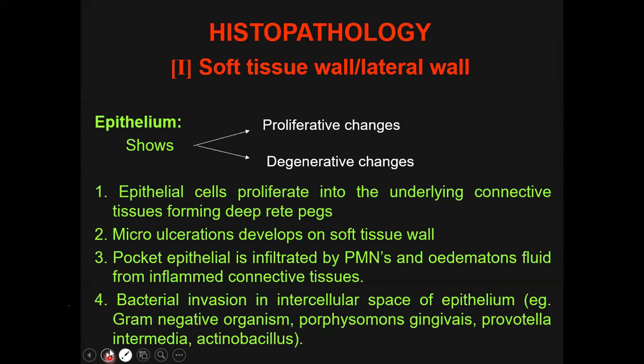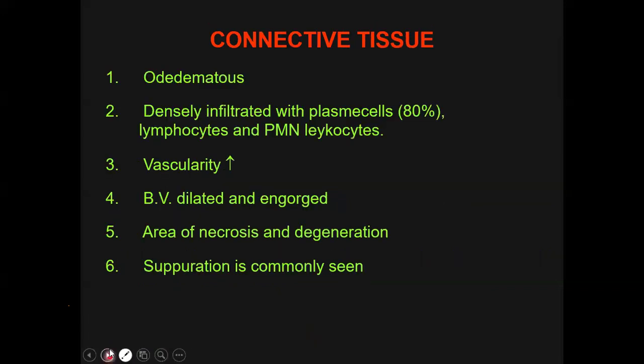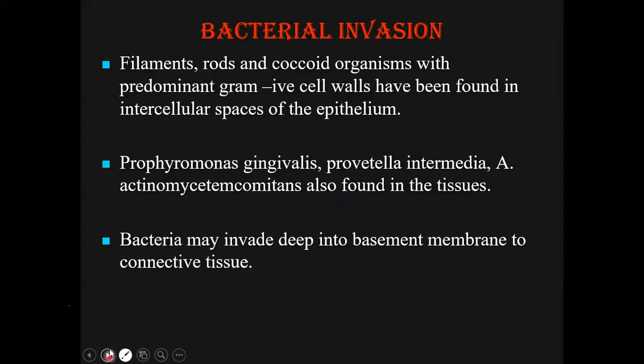Bacterial invasion in the intercellular space of epithelium, for example gram-negative organisms, P. gingivalis, Prevotella intermedia, Actinobacillus actinomycetemcomitans, is seen. Connective tissue becomes edematous. It becomes densely infiltrated with plasma cells. More than 80% of it constitutes lymphocytes and PMN leukocytes. Vascularity increases. Blood vessels become dilated and engorged. Areas of necrosis and degeneration are seen. Separation is very commonly seen.